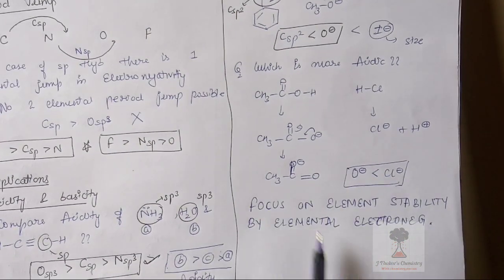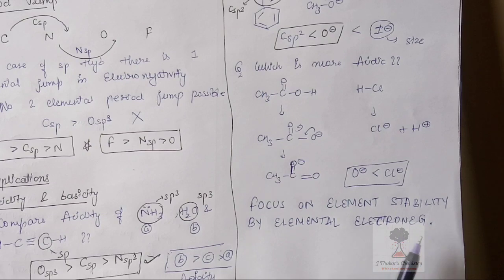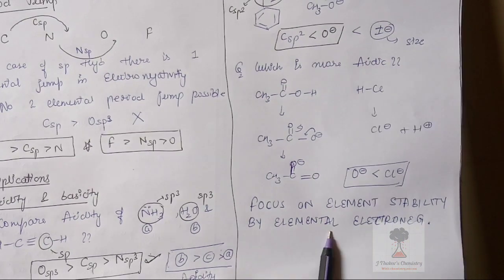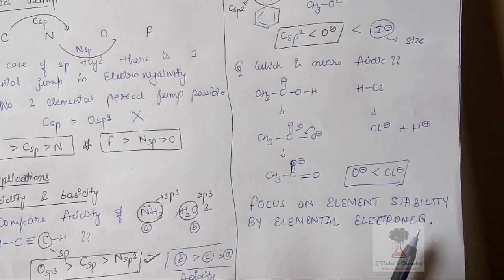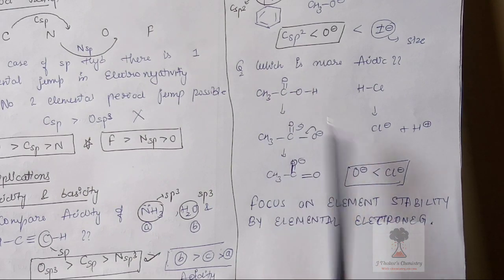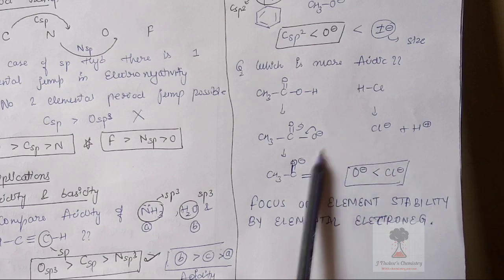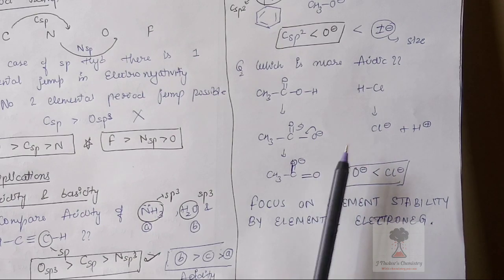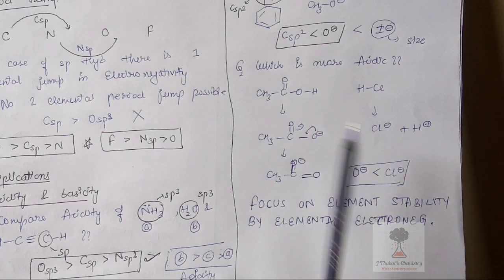So please focus on elemental stability by elemental electronegativity. This is the primary concept, so please keep it in mind. If you consider the concept of conjugation before the concept of elemental electronegativity, then the results are wrong, like in this case. So please focus on the elemental electronegativity first.